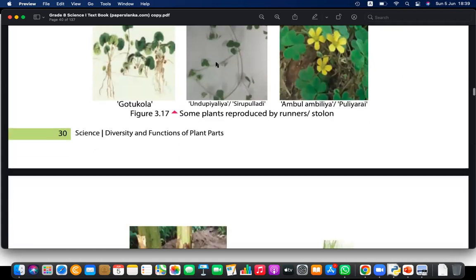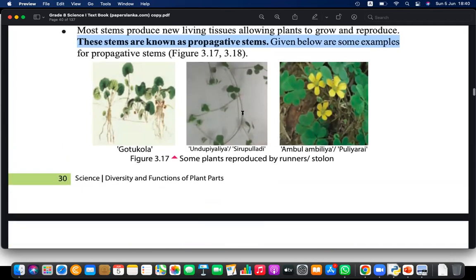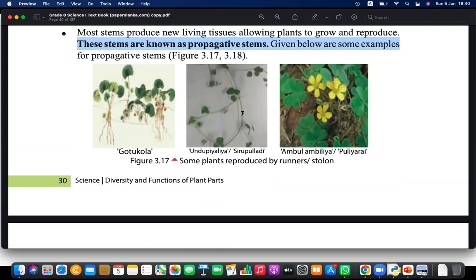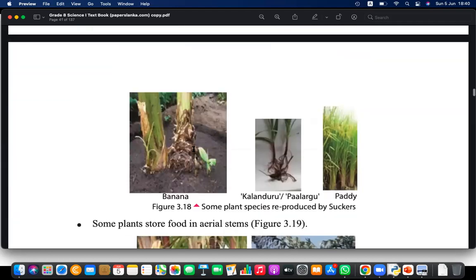So actually, stem is one of the main ways of asexual reproduction of plants. Sexual reproduction happens through flowers and also seeds, fruits, etc. But here, stems are a very good example for asexual reproduction of plants. So it can reproduce and generate its own kind using these propagative stems.